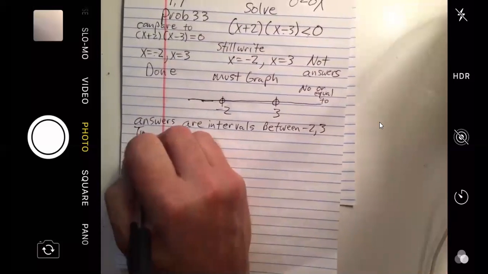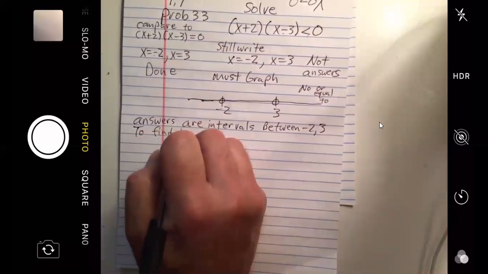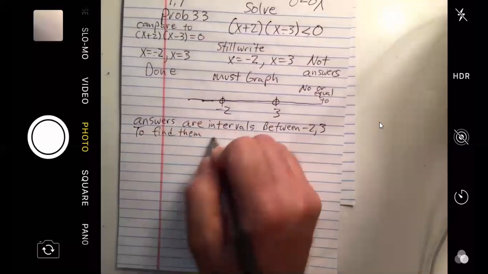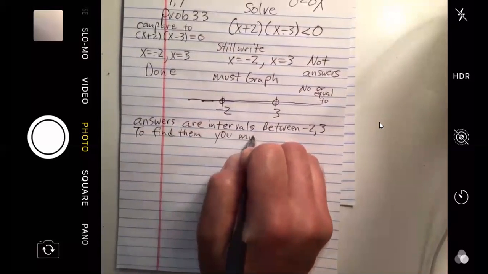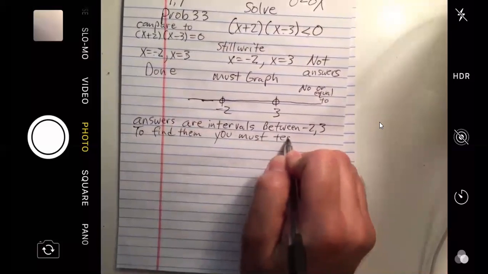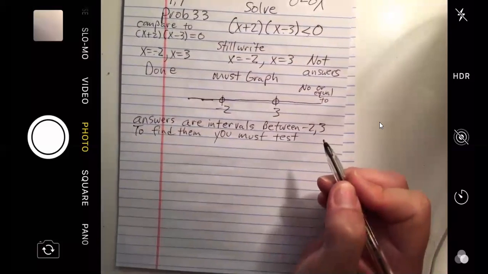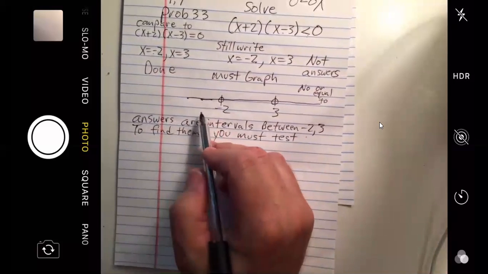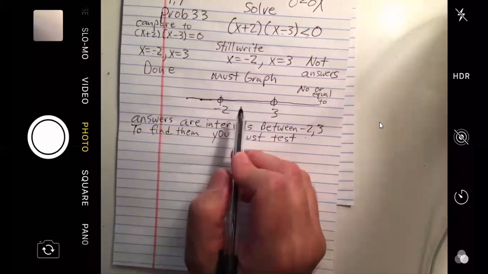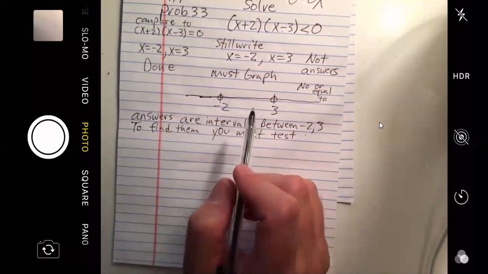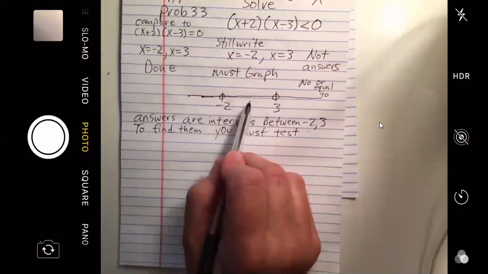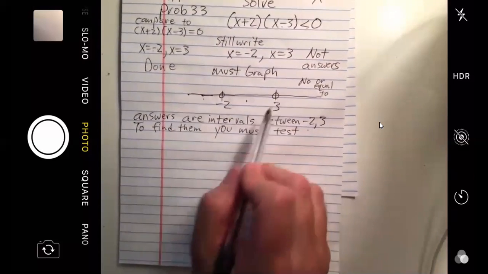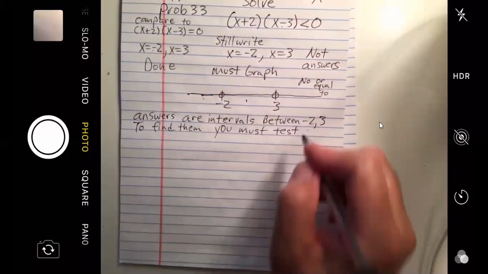To find them, you must test between them. There's 3 intervals on this one. We'll get to problems that'll have 4 or 5 intervals to check. That's later on. Coming attractions. This one's about as simple as you can get, just 3. You must test between them.